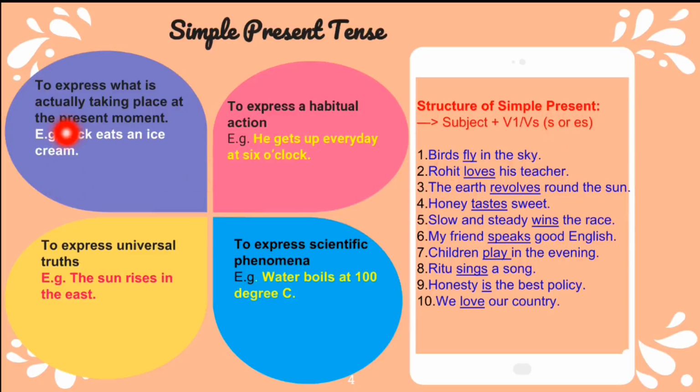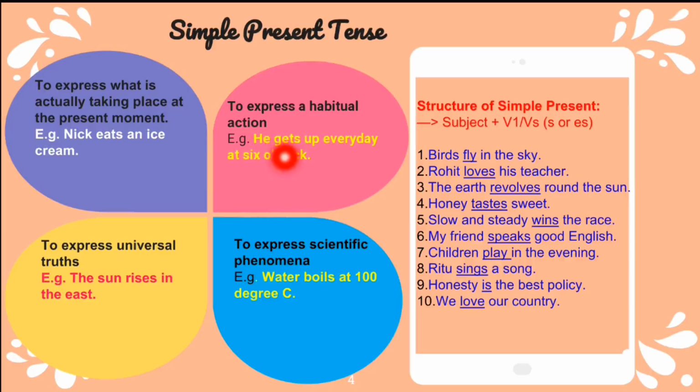Now let's see the third one. To express universal truths, we have to use simple present tense. For example, the sun rises in the east. The sun is the subject, rises is the verb, and this sentence is a universal truth. There won't be any change in that. The sun rises in the east, the sun sets in the west, right? The earth revolves around the sun. These are all universal truths. There won't be any change in that. So there also we have to use simple present tense.